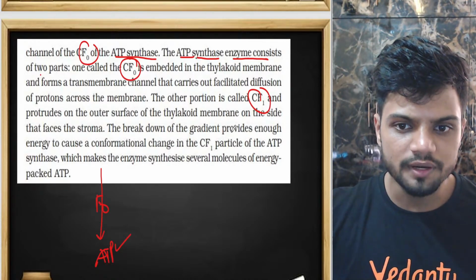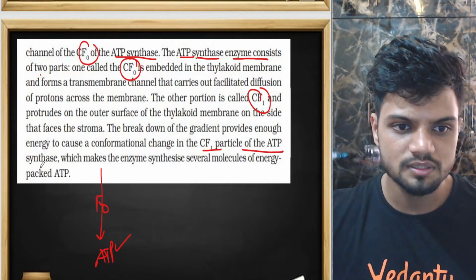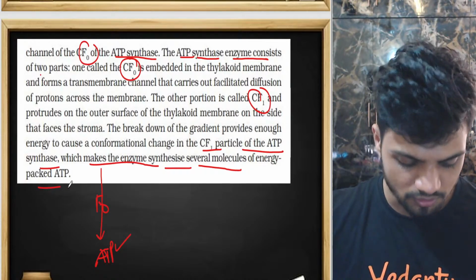Breakdown of the gradient provides enough energy for the conformational change of the CF1 particle of the ATP synthase, which makes the enzyme synthesize ATP, the energy-packed molecule. That's all.